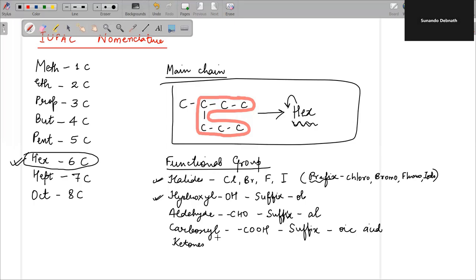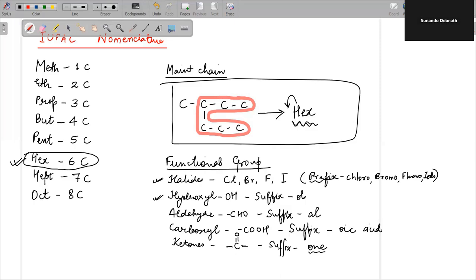For ketones, it is a carbon with a double covalent bond with oxygen, and at the sides, you have the other carbons connected. I'm just keeping the arms open like this, other things connected here and here. This is ketone, and for this we use the suffix one, pronounced as own. For ketone the suffix is one.